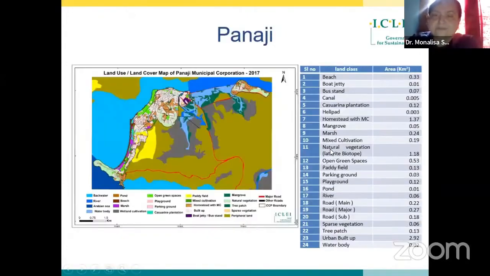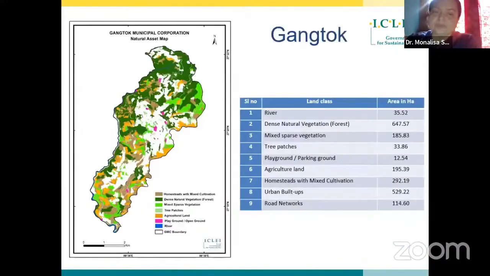in these land classes. Panaji, this is a mixture. It's not really fully a natural asset map. This is a land use land cover map. You see other things also in it, but if you just screen out the infrastructure ones, you'll get your land classes, which will fall under the natural asset map. Similarly, this is the natural asset map for Gangtok.